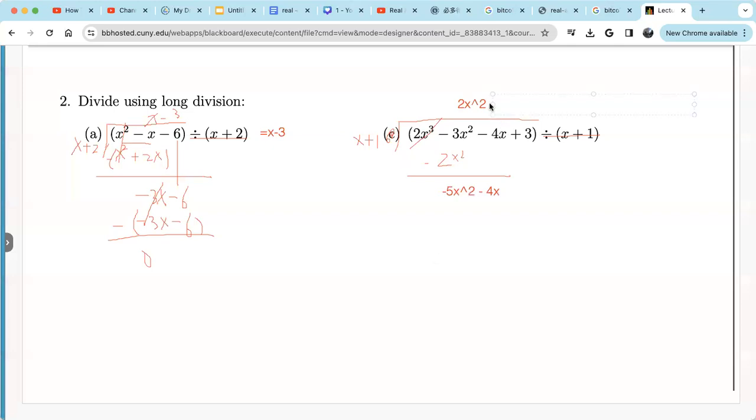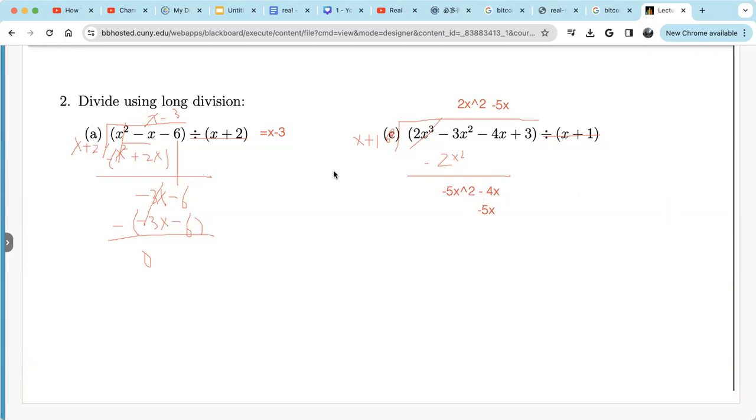Now, what should we put in the quotient? -5x squared divided by x, that's -5x. Then -5x times x, -5x squared. When we do subtraction, those two go down. So +1 times -5x, we get -5x.